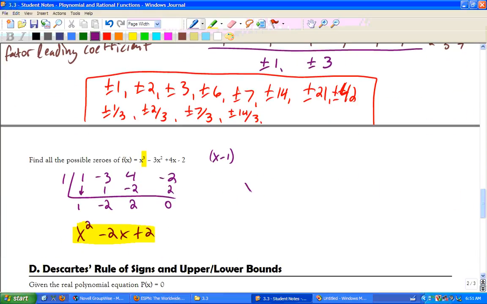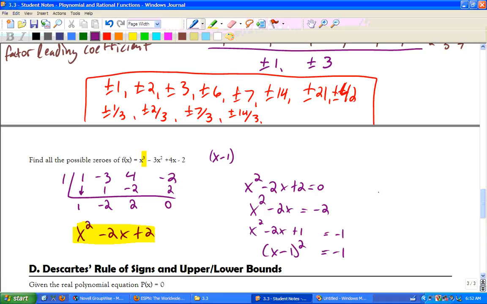I'm going to use completing the square to solve this. x squared minus 2x plus 2 equals 0 to find my zeros. x squared minus 2x equals negative 2. Divide this by 2, square it to add to the other side. Get x squared minus 2x plus 1 equals negative 2 plus 1, which is negative 1. This is x minus 1 squared equals negative 1. Square root both sides to get x minus 1 equals positive or negative i.